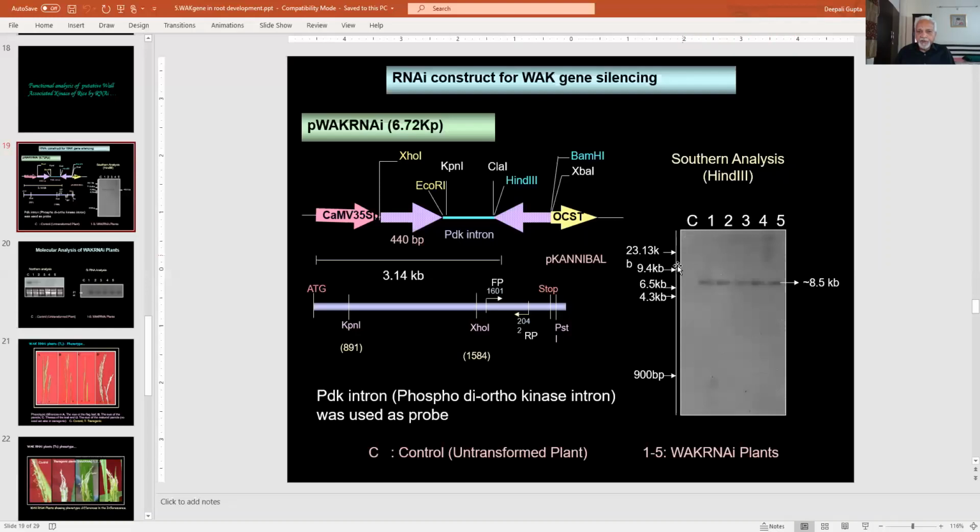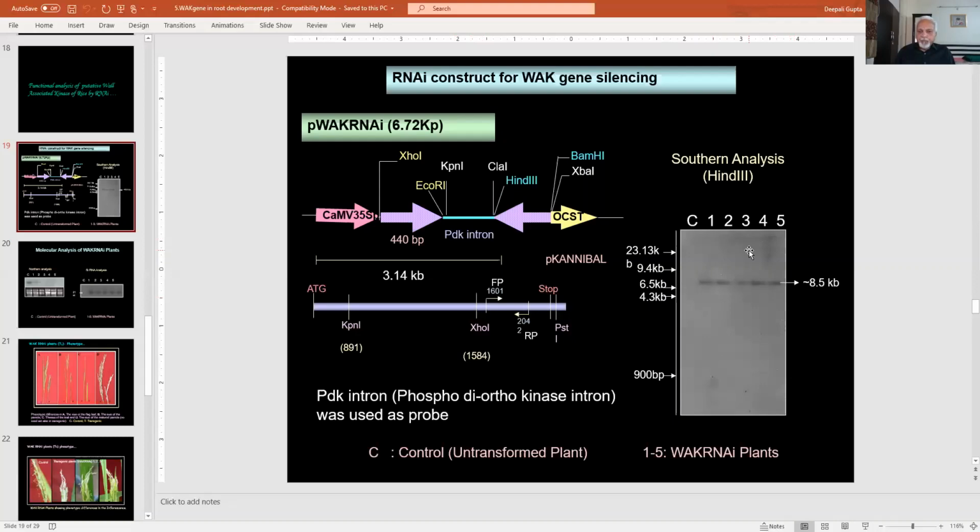which is an untransformed plant, run on a gel, and then very specifically, this blot was probed using this region, that is the PDK from maize. Now this sequence is not in rice, and therefore, if this cassette is present in the plants, it's going to pick up this cassette very specifically. So this is what is happening when you use this as a probe. You can see these transgenic lines showing hybridization to this probe, indicating that the gene has gone in.